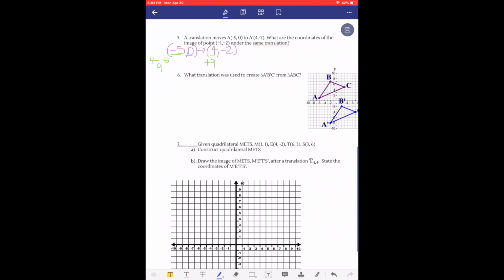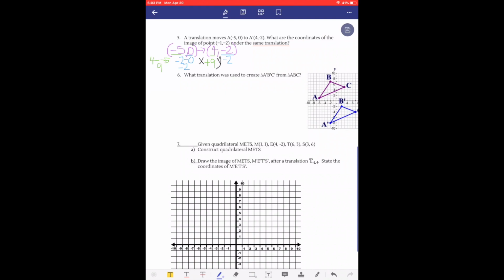You're going to do the same thing with the y values. So I have 0 and -2. My end result was -2, so I'm going to start with -2 and subtract 0. -2 minus 0 is -2. So to get from 0 to -2, I subtracted 2. So now I'm going to apply that to the new coordinate. We can also write that this is x plus 9 and y minus 2.